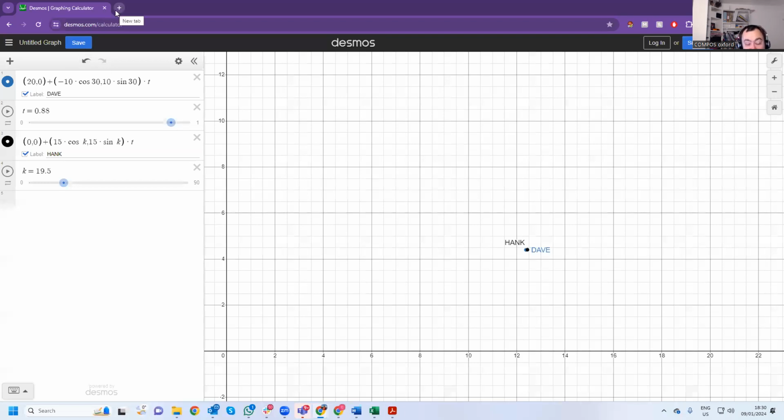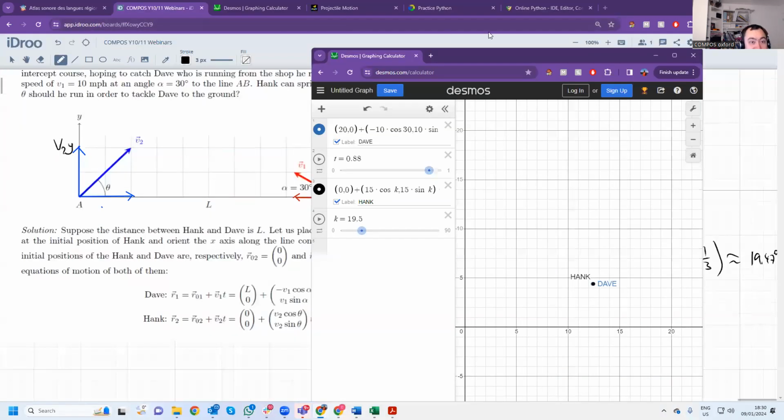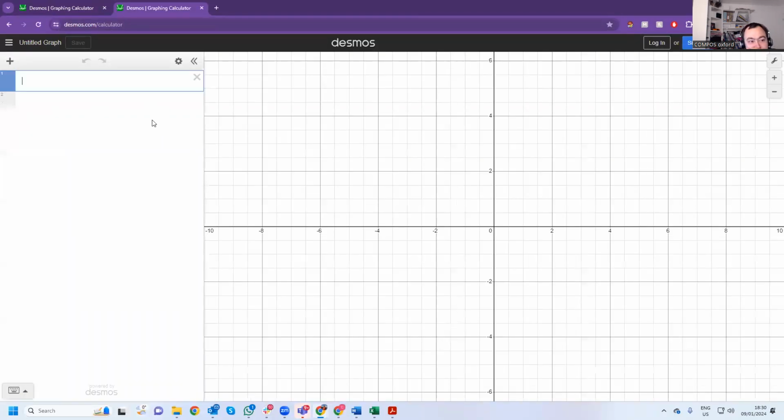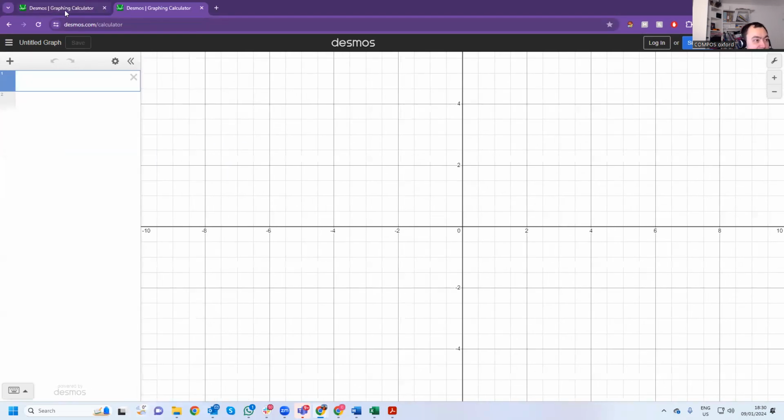So now let's do the same, but now let's introduce gravity. Let's model the projectiles. Interesting, Hank started moving. They're moving. Anyways, let's do another one, and this time we're going to model the projectiles.